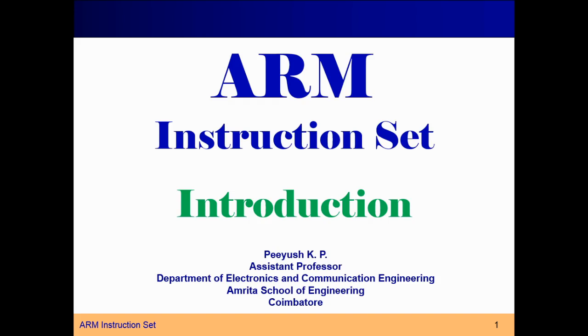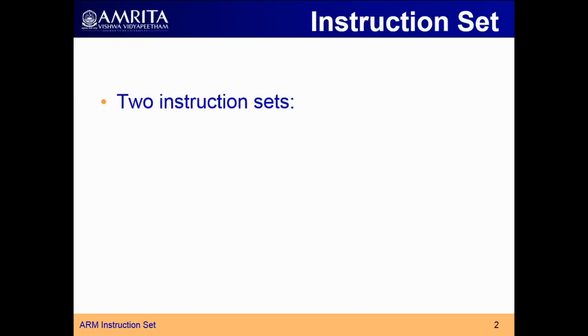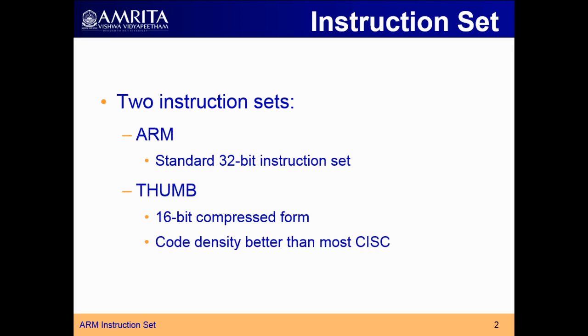In this session, we are going to deal with Introduction to ARM instruction set. There are two types of instruction sets in ARM version 4, that is ARM7TDMI. First one is known as ARM instruction set. Next one is known as thumb instruction set. In ARM instruction set, we are having the standard 32-bit instruction set that belongs to ARM. But the thumb instruction set is a collection of 16-bit compressed form of ARM instruction set.